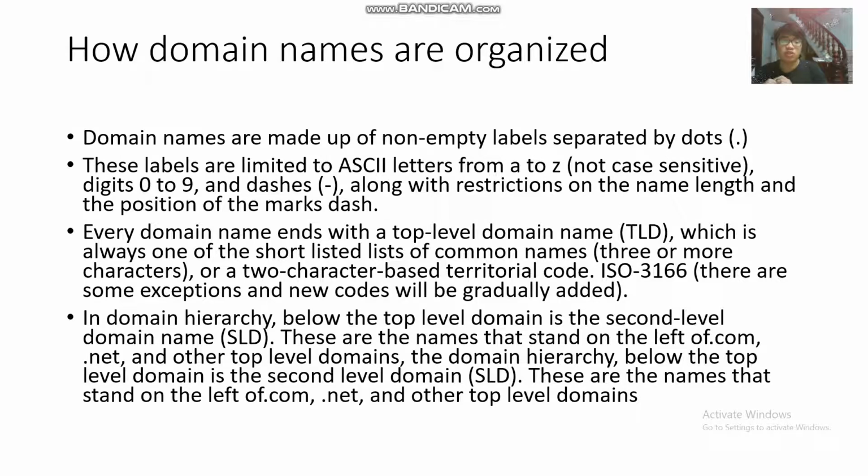Below the top-level domain is the second-level domain, also known as the SLD. They are the names that come before .com, .net, and other top-level domains. The hierarchy continues below the second-level domain with the third-level domain. They are the names that sit in front of .com, .net, and other domains.